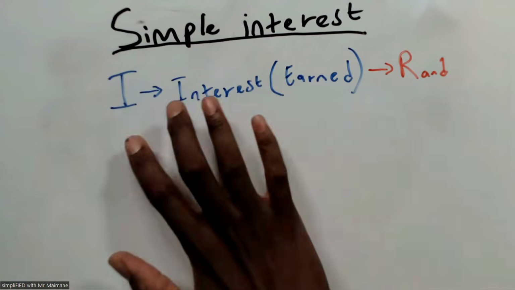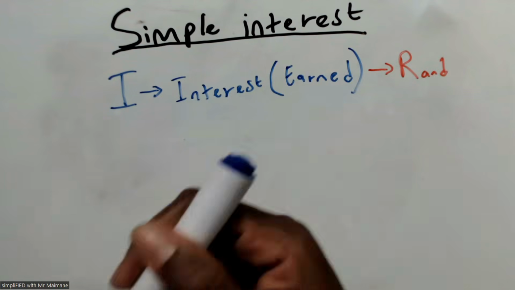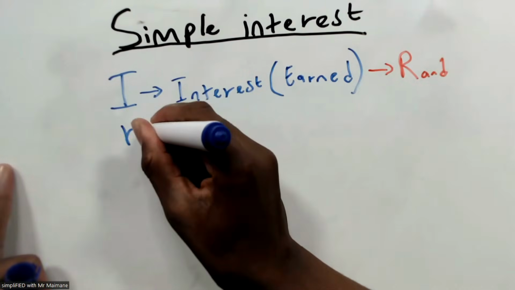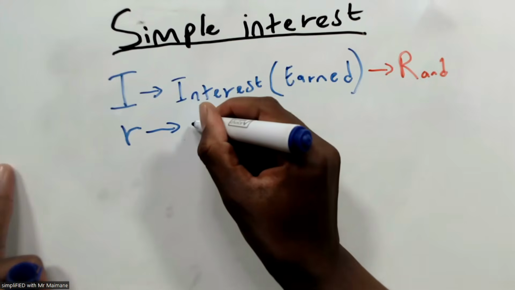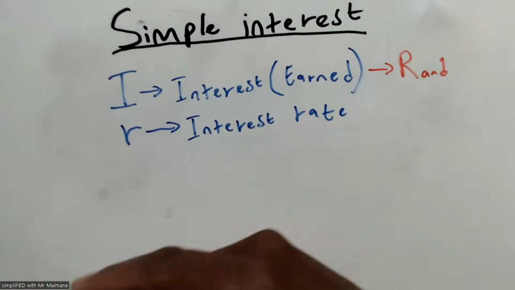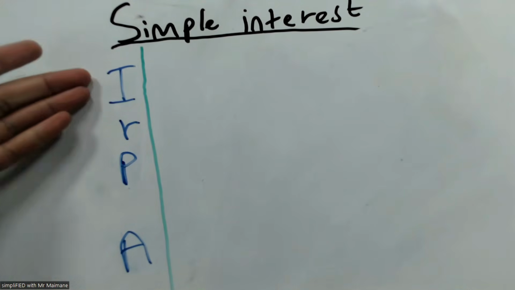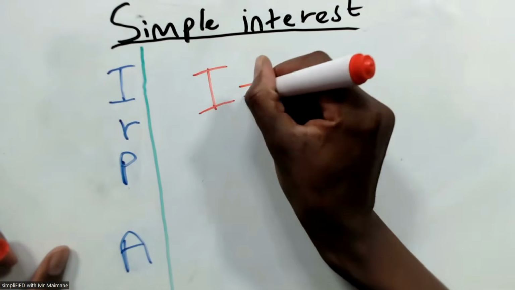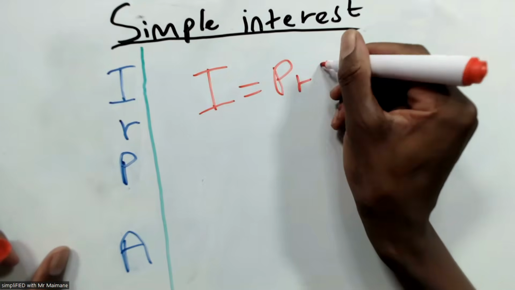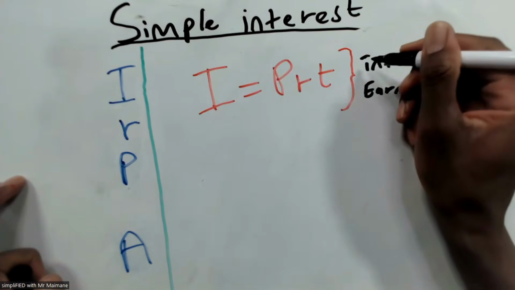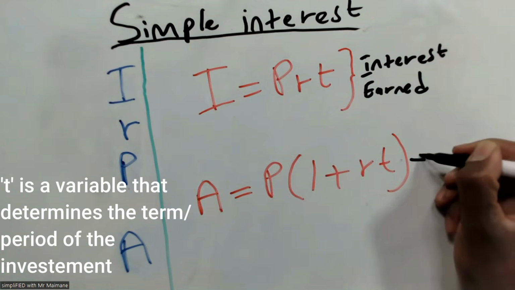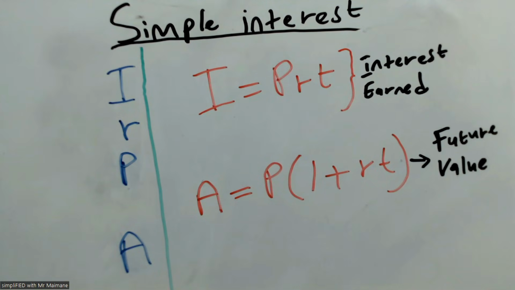But then this is money. And then we have R. R, small letter R, is an interest rate, given in percentages. Now, we know these are the variables. The formula we use to calculate the interest earned. Therefore, future value.